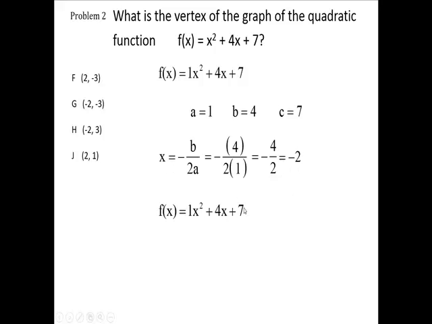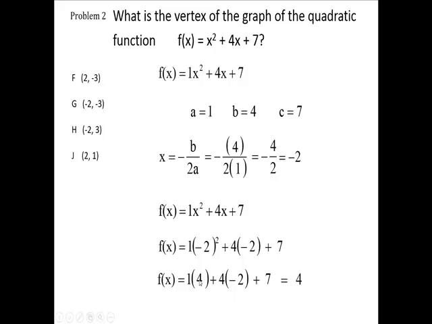Now, go back to my function here and plug in the negative 2 here and here. Here we're going to get negative 2 times negative 2, which is a plus 4. Okay? So I end up with 4, and you have 4 times negative 2 is what? Negative 8, and you have your plus 7. So this gives you negative 4 here, plus the 7 gives you 3.